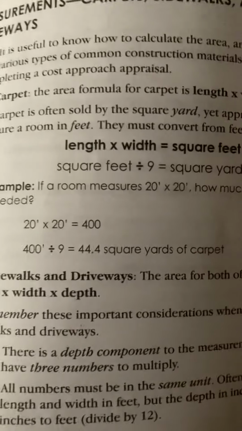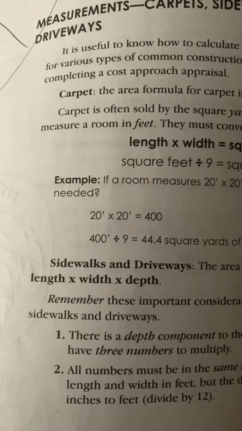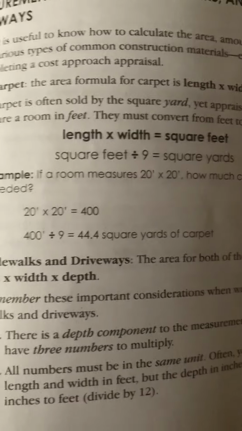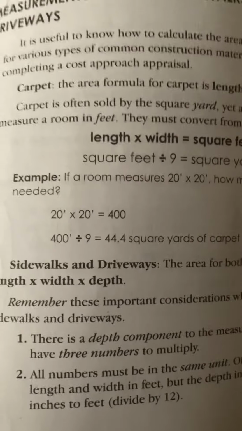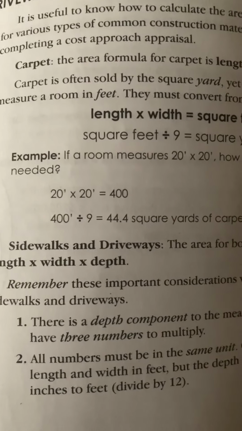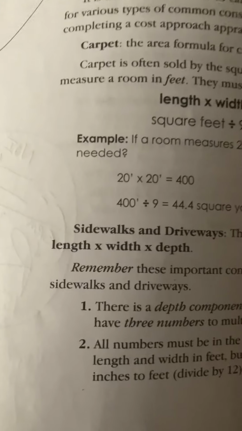Example, if a room measures 20 feet by 20 feet, how much carpet is needed? You take your 20 feet length, multiply it by your 20 feet width, equals 400 square feet. Now you take the 400 and you divide it by 9. Now that'll equal 44.4 square yards of carpet.